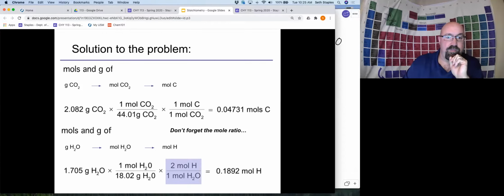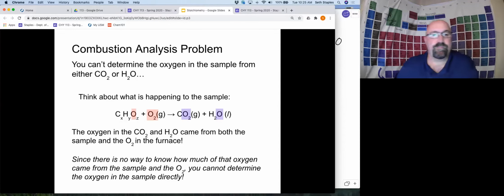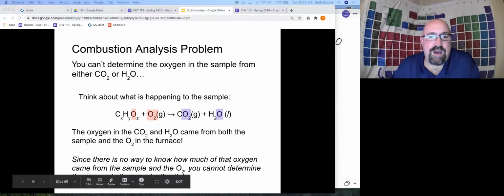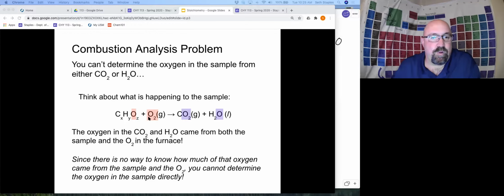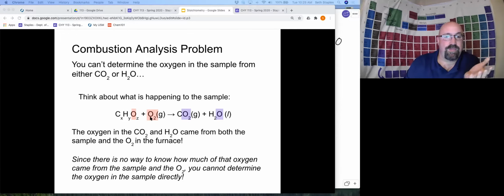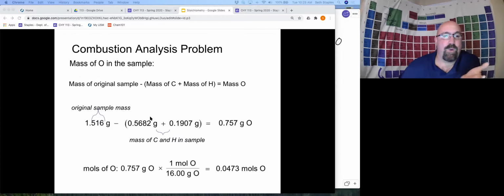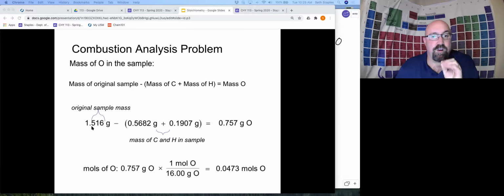So that's just our reminder of our 2-to-1 ratio there. Again, all it says here is we can't know how much of the oxygen came from our sample or how much of it came from the O2 being pumped in. So we have to go about this calculation in a more roundabout way. We know that we started with 1.516 grams of our initial sample. That was way back in our given information. We had 1.516 grams of our initial hydrocarbon.